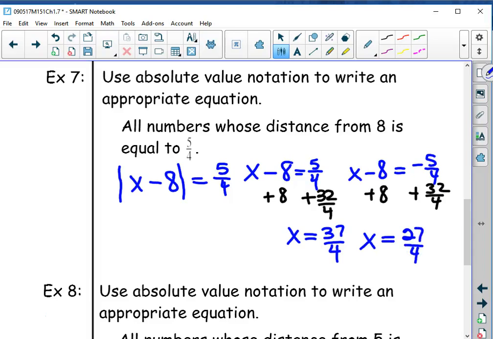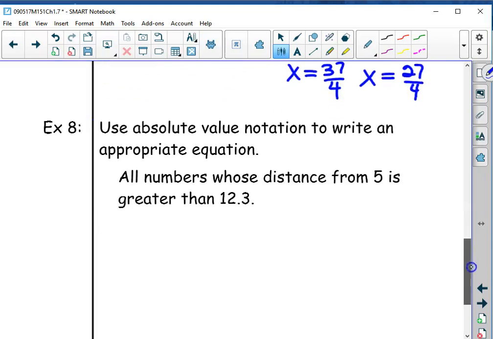See, use absolute value notation to write an appropriate equation. Actually, this was my answer. This just shows that both of these numbers are exactly 8 away from positive 5/4 and negative 5/4.